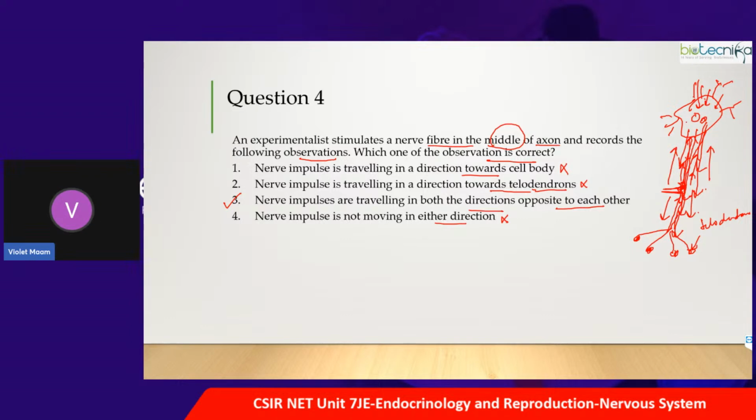Can you all think of anything? Maybe if it has got stimulated over here, the conduction is moving in this direction, and again if something has stimulated over here, can it move like this? No, right? Two conductions cannot move at the same time. Why? Any idea?